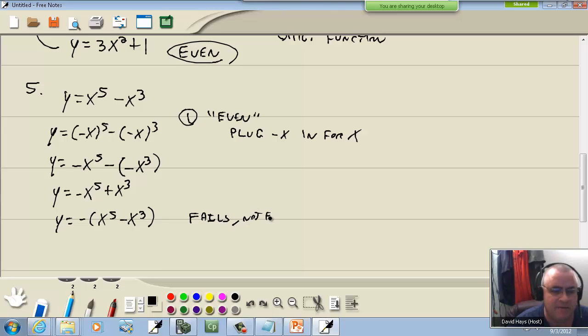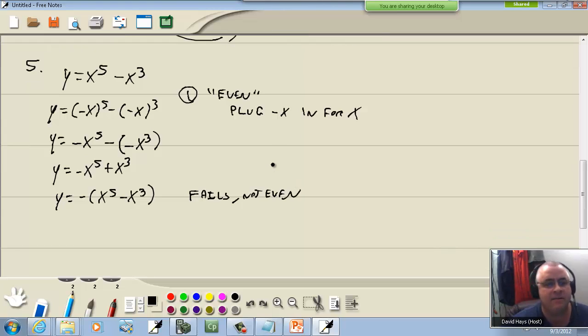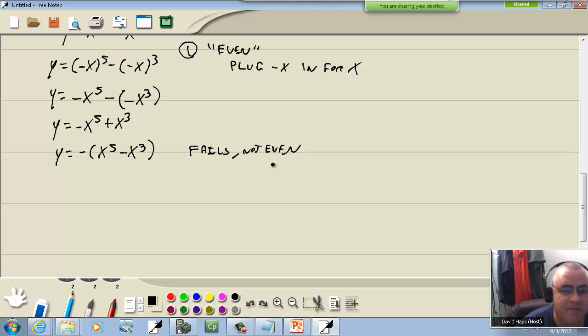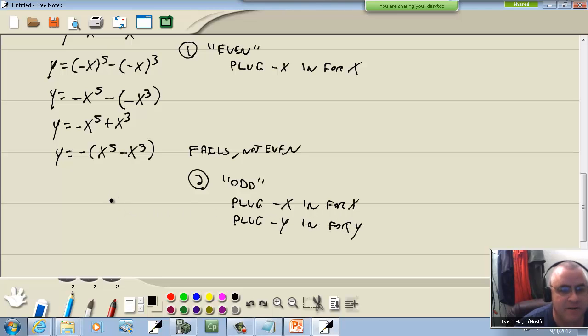That means it's not even. Well, let's take a look at how to determine if it's odd. So if that one fails, what we do for the odd case is we're going to plug negative x in for x. We'll also plug negative y in for y. And we want to see if we can get it to look like the original function.